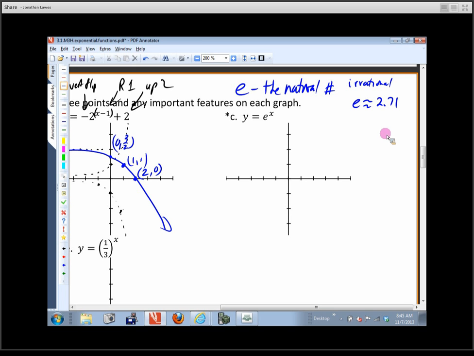Okay, so this is an exponential, just like any other exponential. Yes, it's weird that the base is this ugly number, 2.71 blah, blah, blah. Okay, but it works exactly the same. And the reason we study the exponential base e is because it comes up so often.